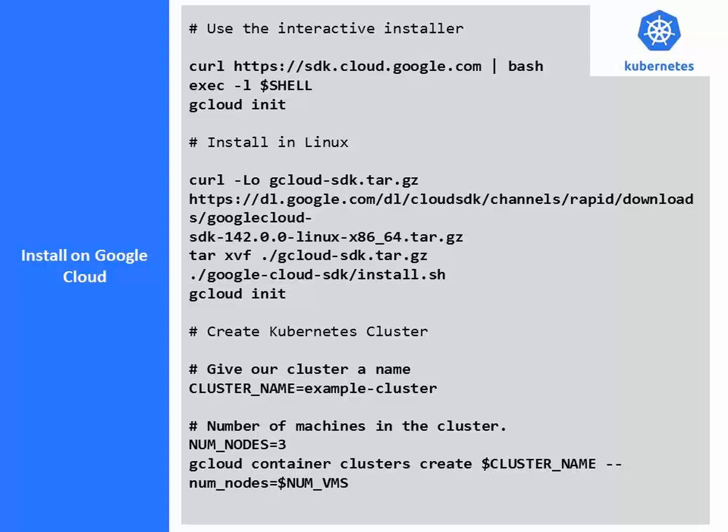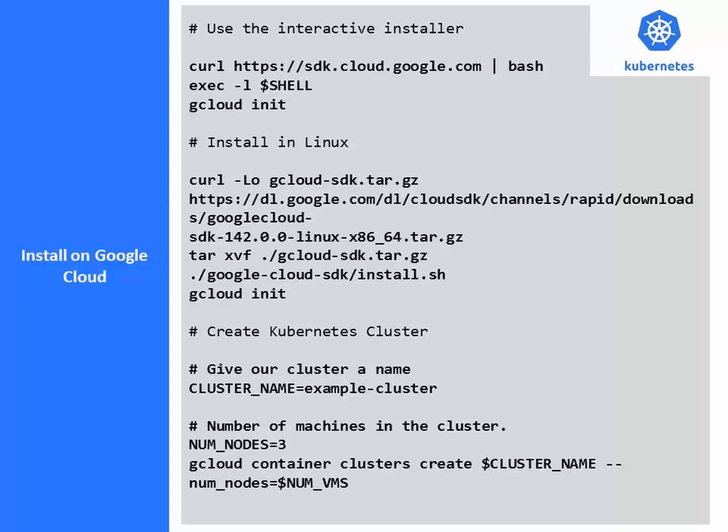Or you can download the SDK from https://cloud.google.com/sdk/ and run the appropriate install file. For example, to install in Linux x86_64: curl -o cloud-sdk.tar.gz https://dl.google.com/dl/cloudsdk/channels/rapid/downloads/google-cloud-sdk-142.0.0-linux-x86_64.tar.gz. tar xvf ./cloud-sdk.tar.gz. ./google-cloud-sdk/install.sh. gcloud init.